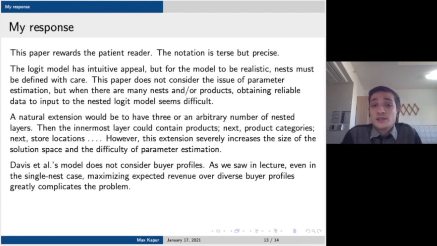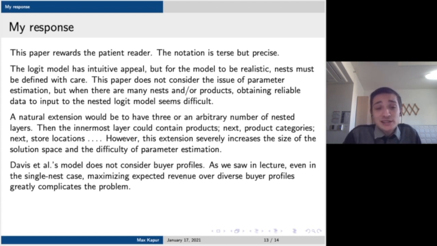I found this to be a very interesting paper. It certainly rewards a patient reading, and I wish that I could have presented all of the mathematical arguments in detail. The notation is terse. It requires a lot of paging back and forth, but it's precise. The Logit model has a lot of intuitive appeal, but for it to be realistic, I would be interested in how parameter estimation and data collection could be done.